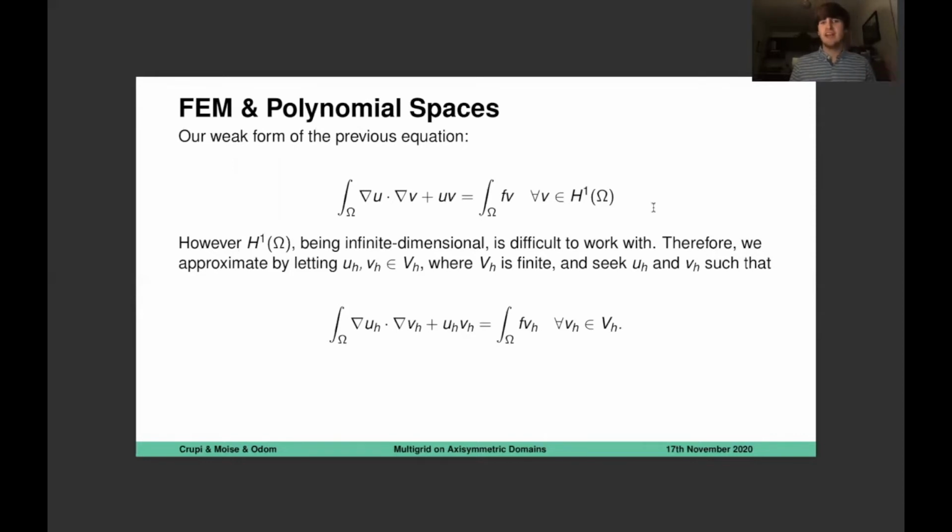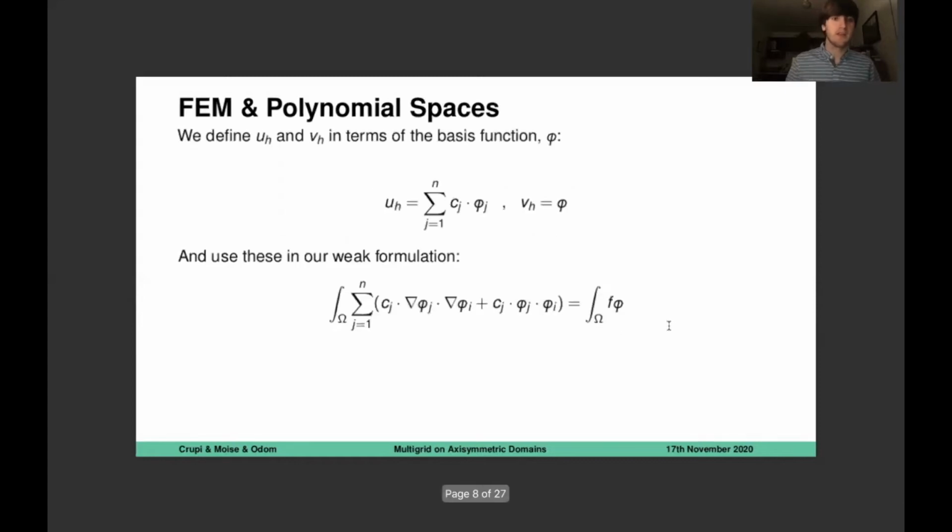And as I mentioned, H1 is infinite dimensional, which is difficult to work with. So we're going to approximate this weak form by taking a uh and a vh in the polynomial space capital VH. And we're going to substitute that into this weak form and get the bottom equation. From there, we can rewrite uh as the sum of constants times basis functions in our polynomial space. And then on the right, we see that little vh, we just set equal to some arbitrary basis function because it could be any element in the space.